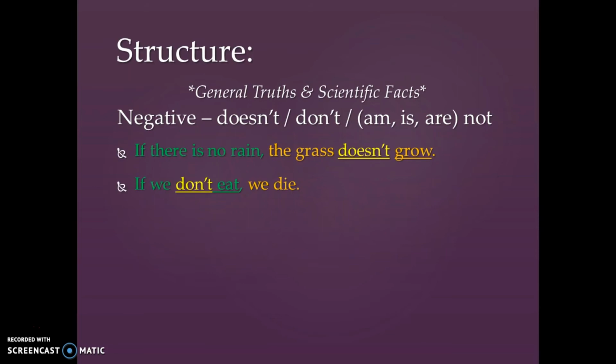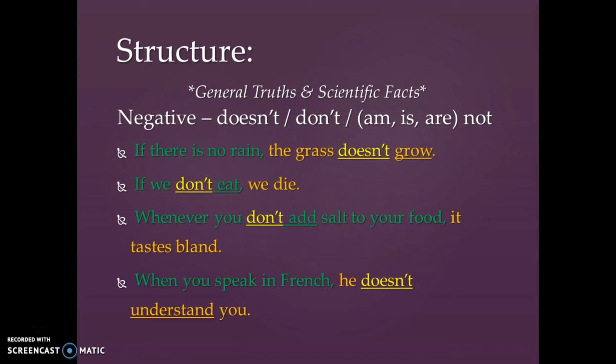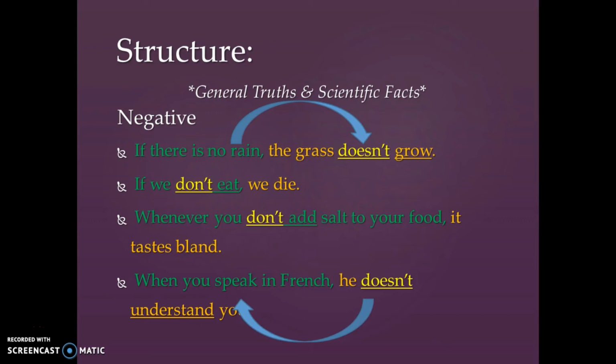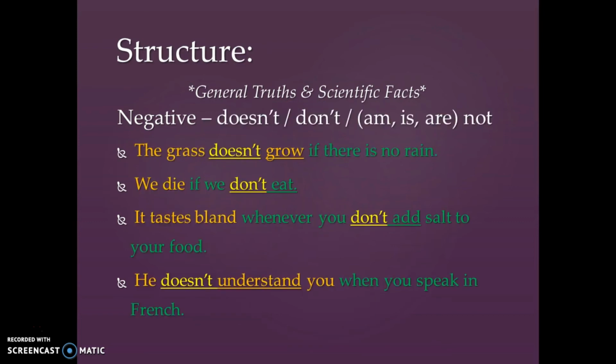So I'll go ahead and read those sentences for you. If there is no rain, the grass doesn't grow. If we don't eat, we die. Here's another example. Whenever you don't add salt to your food, it tastes bland. Or, when you speak in French, he doesn't understand you. Just like in positive sentences, we could also switch the order of our if clause and our main clause. We could put the main clause first. Just remember, if we do that, we don't use a comma.